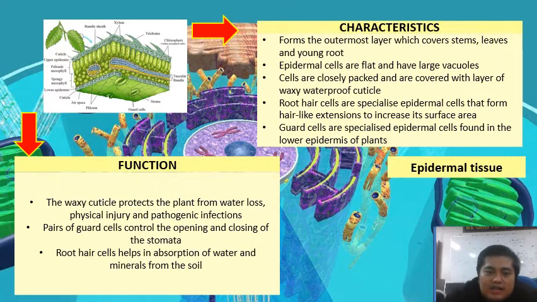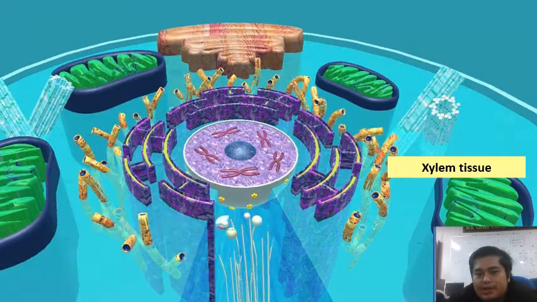So biasanya guard cell ni kita jumpa dekat bawah daun tu, bawah pokok tu. So function ni pula, the waxy cuticle protects the plant from water loss, physical injury and also pathogenic infection. So the pair of guard cells controls the opening and closing of the stoma. The root hair cell helps in absorption of water and minerals from the soil.